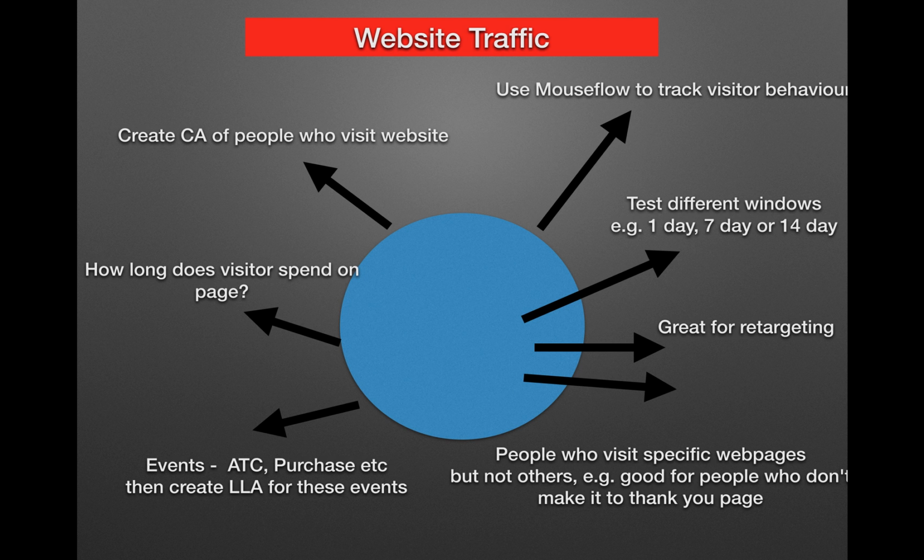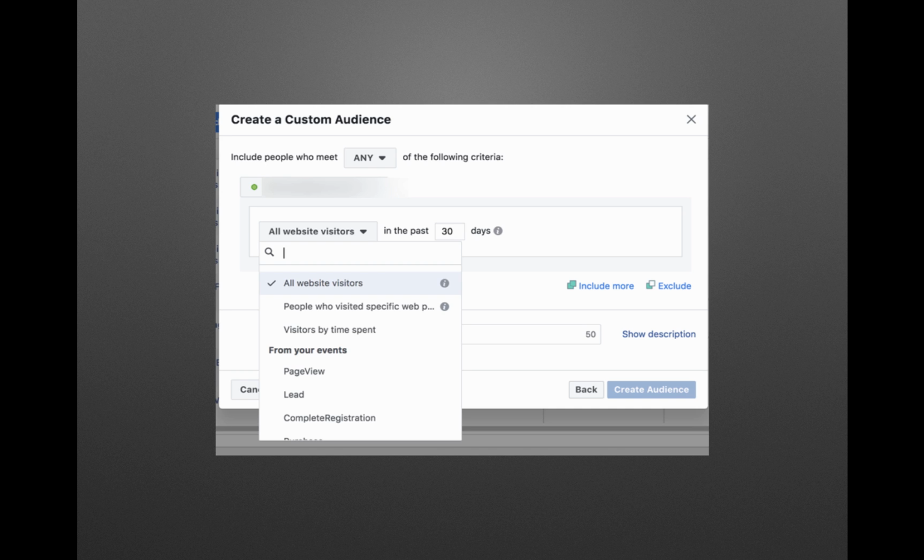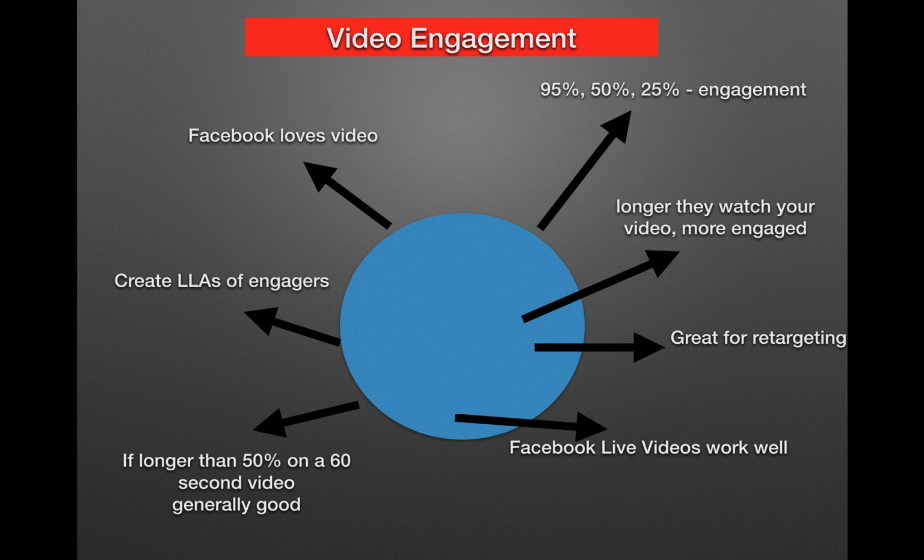So website traffic is a must-have custom audience, guys. A must-have. And these are the options that you have when you create a custom audience and you want to target website traffic. You can target people as all website visitors, people who visit specific web pages, or you can target visitors by time spent. And as mentioned, you can create a custom audience for different events: page view, lead, complete registration, and purchase. Very important, guys.